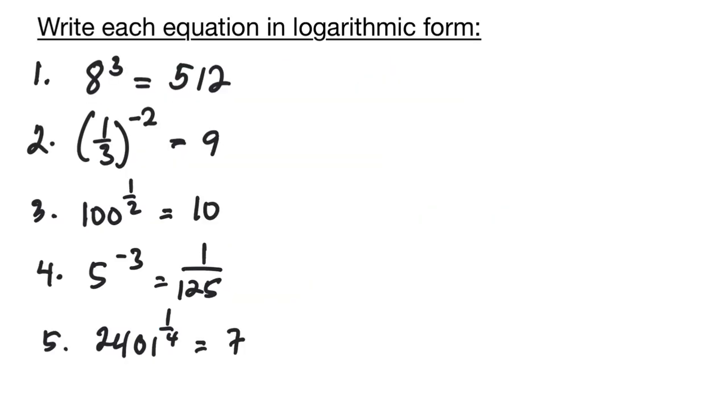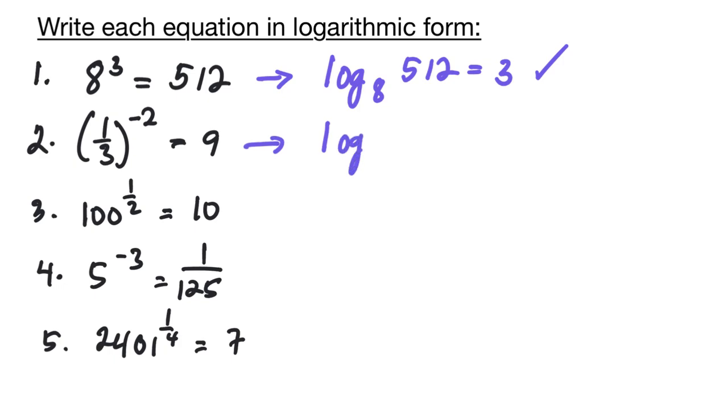Write each equation in logarithmic form. Okay, so let's do this one. 8 cubed is equal to 512. That's going to give you the logarithm. Our base is 8, and then our y is 512, is equal to 3. Okay. Next, it's going to be 1/3 raised to negative 2 is equal to 9. So our base here is going to be 1/3, and then our y is 9, and then our exponent is going to be negative 2. So that's how you're going to transform it.